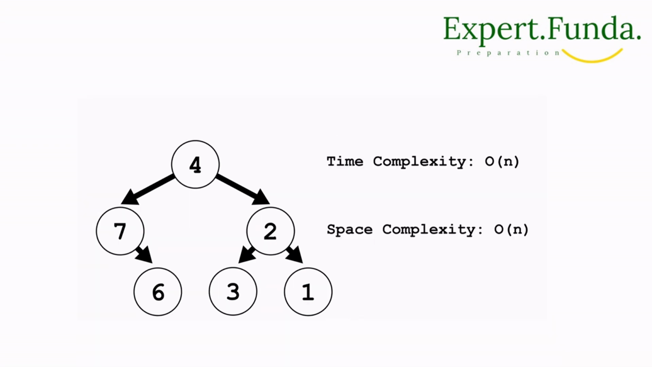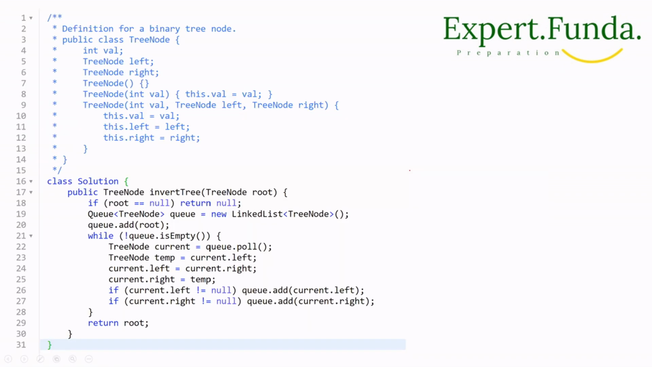Finally, the time complexity we'll talk about. We are going through all the nodes, this one, this one, then this one. All nodes we are traversing, that's why we say O of n is the time complexity. The space will remain the same, O of n.